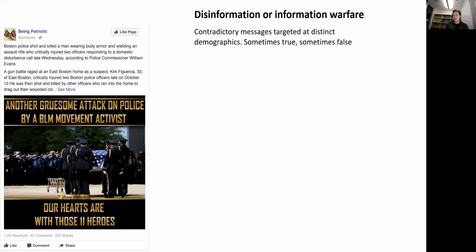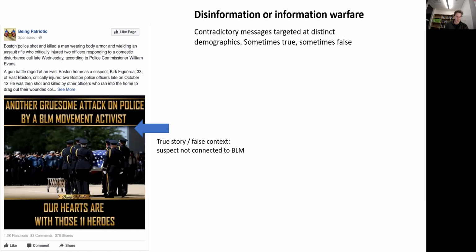And so here's an example of the way that different advertisements were targeted at different demographics. So in our first case, we have from an account called Being Patriotic a story about another gruesome attack on police by a Black Lives Matter movement activist. Our hearts are with those 11 heroes. You can see how this kind of story would take off amongst particular demographics or particular political groups in America.